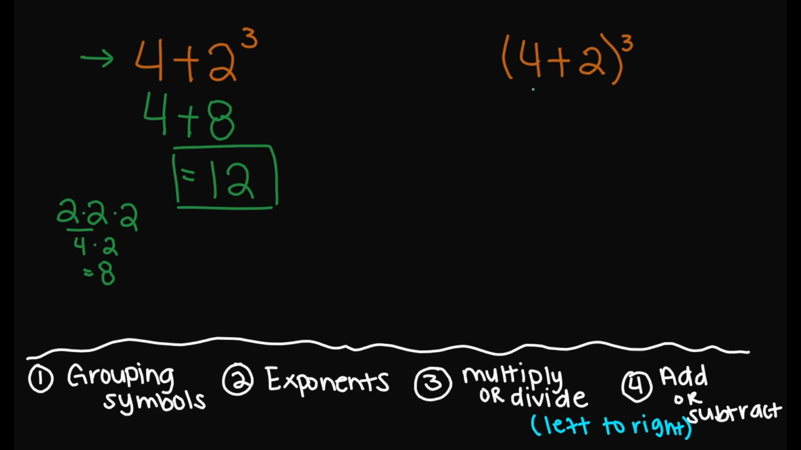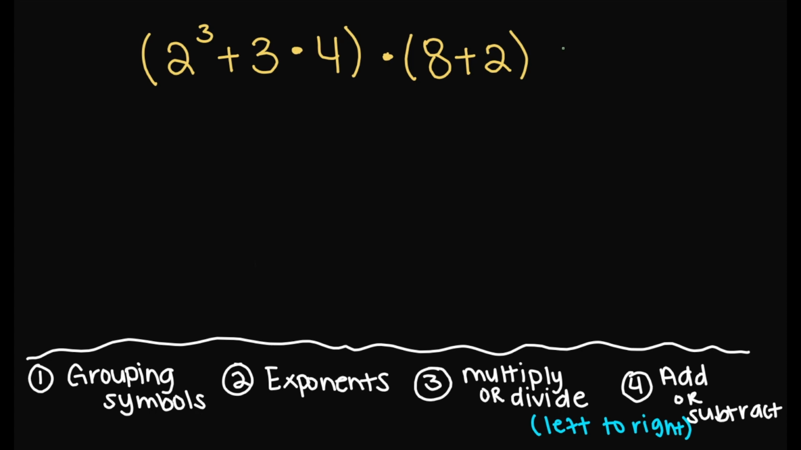Now let's look over here. So we have 4 plus 2 cubed, but I have my 4 plus 2 inside my parentheses. So we're going to solve that first. So inside my parentheses, you're going to get 6. And 6 cubed, this is going to equal 216.